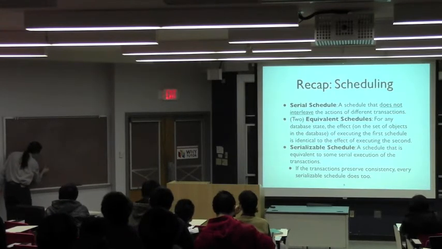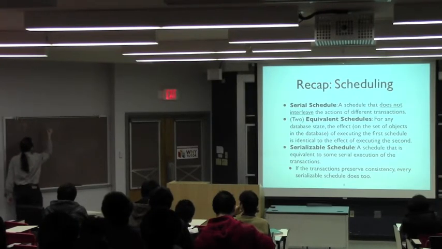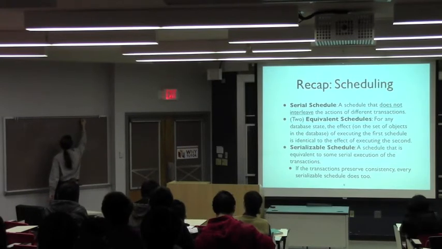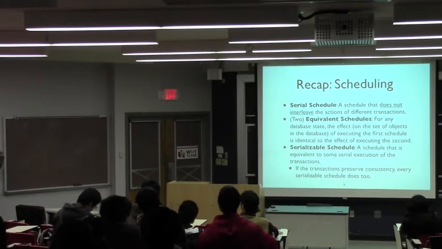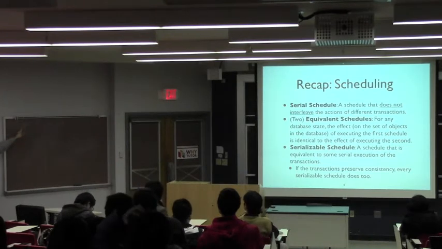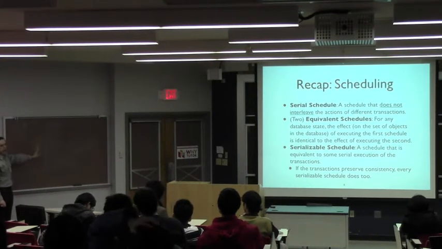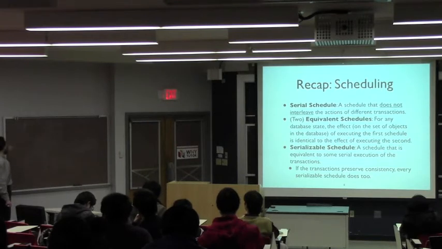Just as a general representation, time flows downwards. I have transaction one in this column, transaction two in this column. A serial schedule is one where you execute all of the operations of one transaction before executing any of the operations of any other transaction. So this is a serial schedule for T1 and T2, where T1 is going to write A and then write B, and T2 is also going to write A and write B. T1 executes in its entirety, and then T2 executes in its entirety.